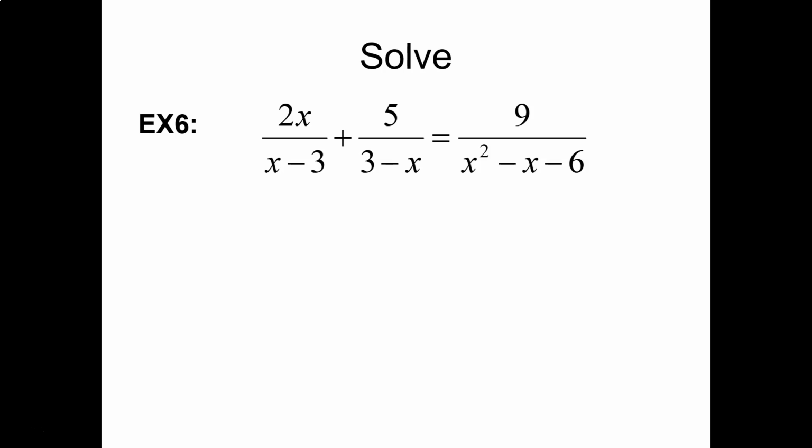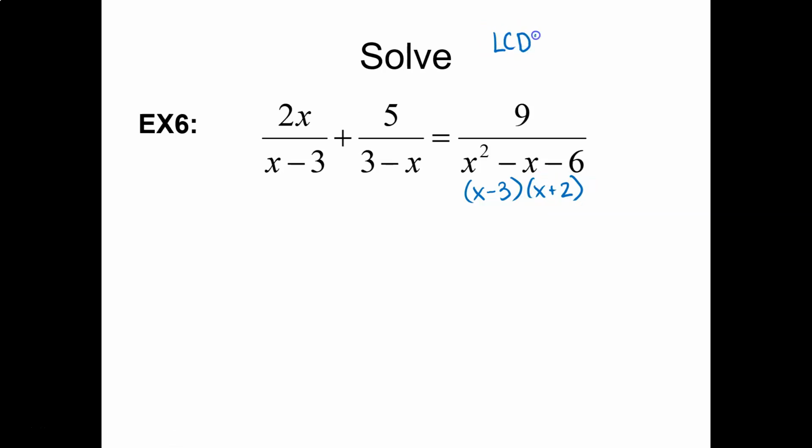So we've got 2x over x minus 3 plus 5 over 3 minus x equals 9 over x squared minus x minus 6. First thing I want to do is factor this x squared minus x minus 6. It will factor into x minus 3, x plus 2.